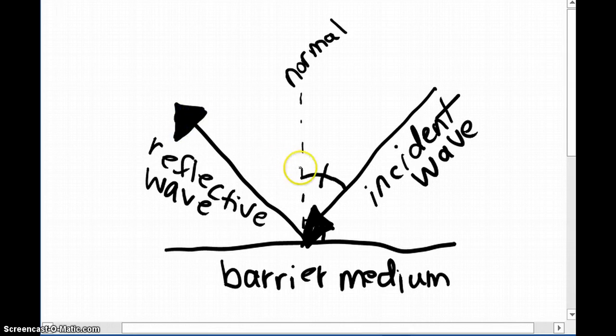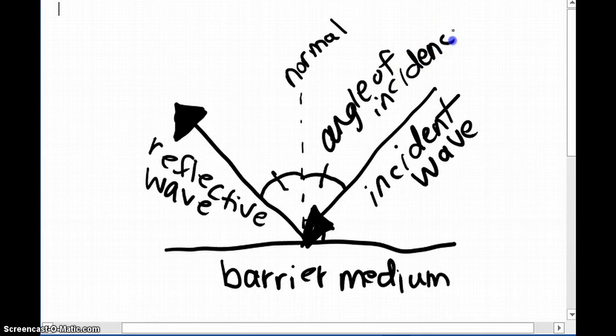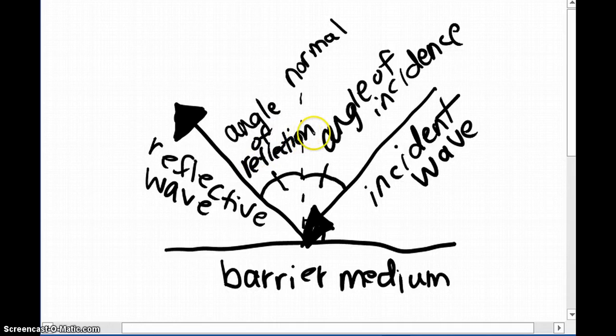Okay. And then I want to include my reflective angle, which I'm going to put the same number of tick marks. I put one over here, I put one over there. That indicates that these two angles are equal. So again, this is called the angle of incidence because it's between the incident wave and the normal line. And this is called the angle of reflection. Okay. All right, kind of sloppy, but you can see the point. Hopefully you have something similar on your paper and that it's understandable for you.